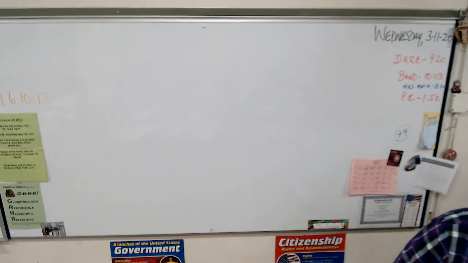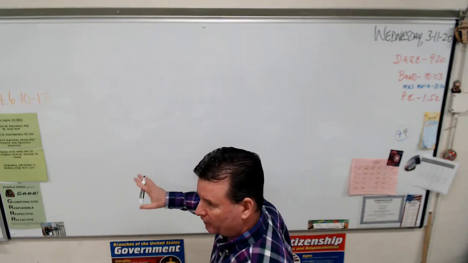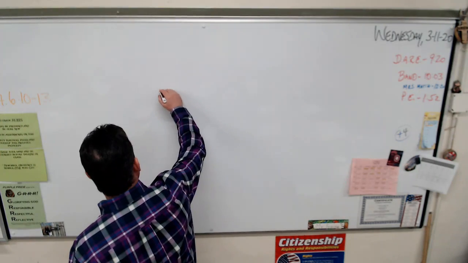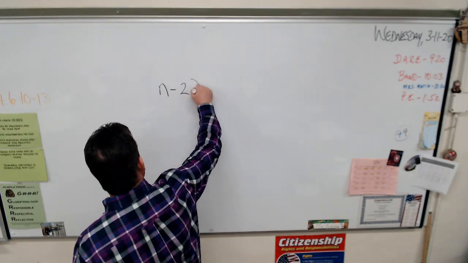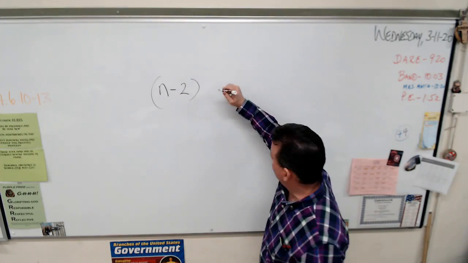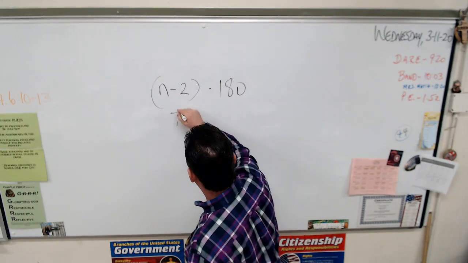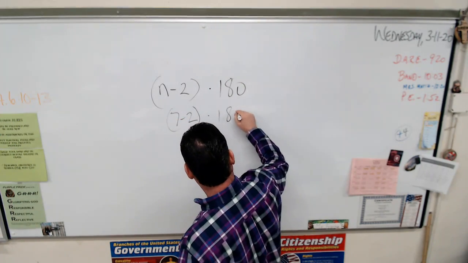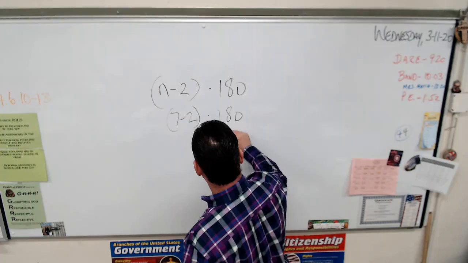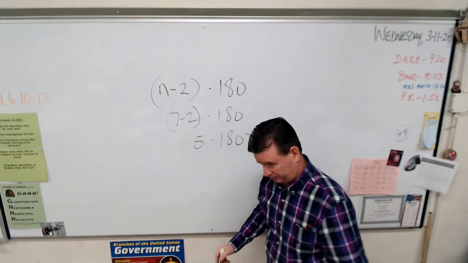All right. So here's how you do all polygons, Jordan. It doesn't matter what the polygon is. Here's your formula. Ready? N stands for number of sides. Parentheses. Take the number of sides, subtract 2. 7 minus 2. Multiply it by 180. 7 minus 2 is 5. 5 times 180, 900.